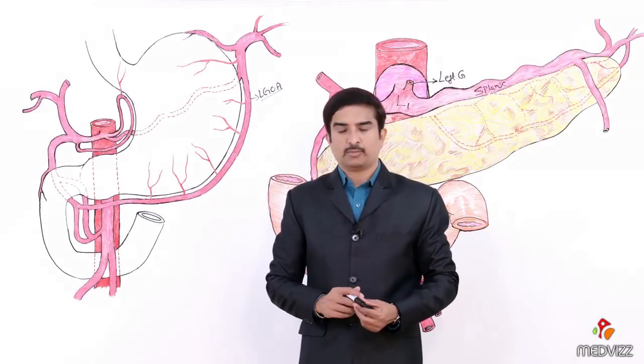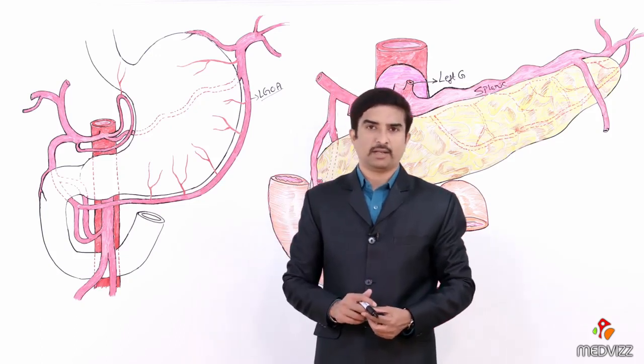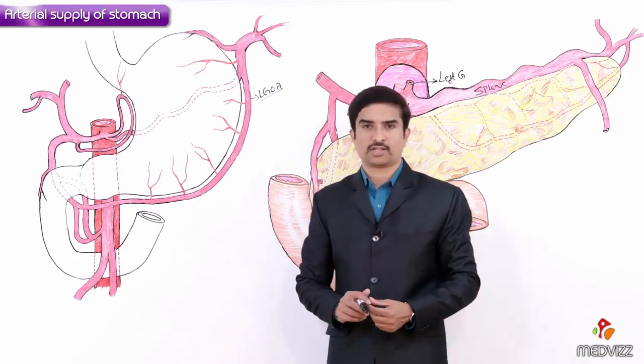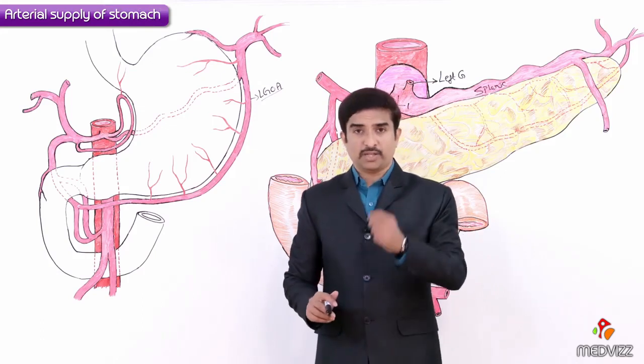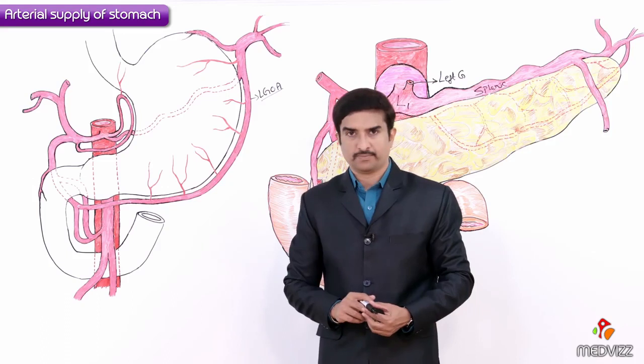Here we are going to discuss one of the very important topics of the gross anatomy of the abdomen, that is the arterial supply of the stomach. And this topic is very important for the majority of the licensing exams all over the world.